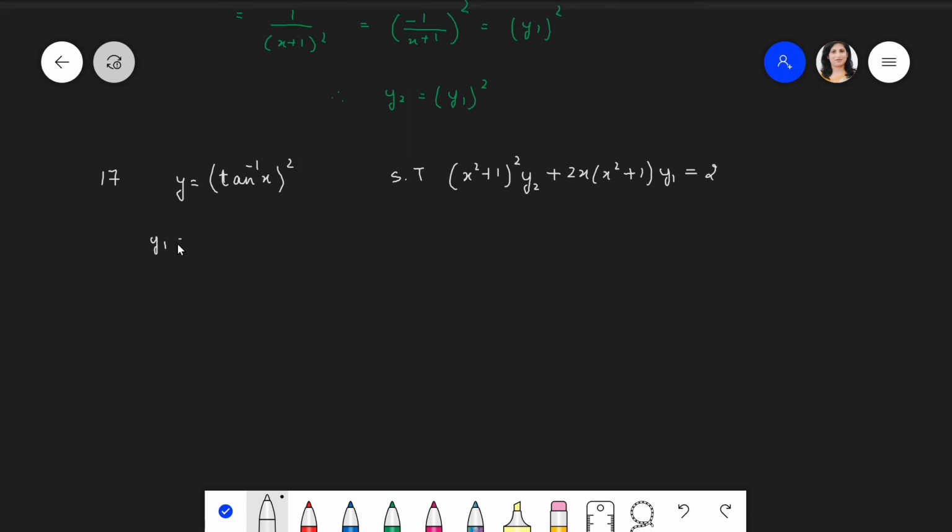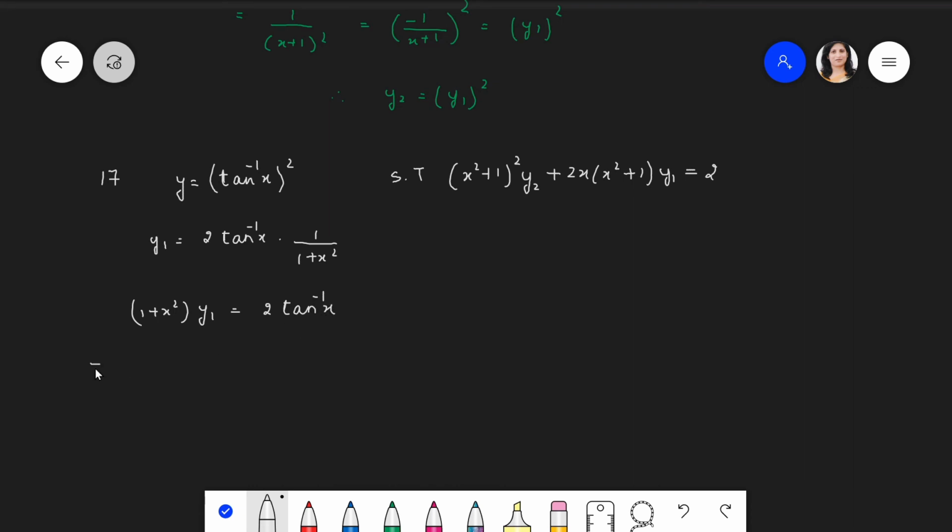So first order derivative, this is a composite function. So on differentiating, we'll get 2 tan inverse x. Then differentiating tan inverse x, we get 1 upon 1 plus x square. So first order derivative found. Now here, because there is a denominator 1 plus x square, it would be convenient if we shift this term to the left hand side like this. So the question can be solved in a simplified manner.